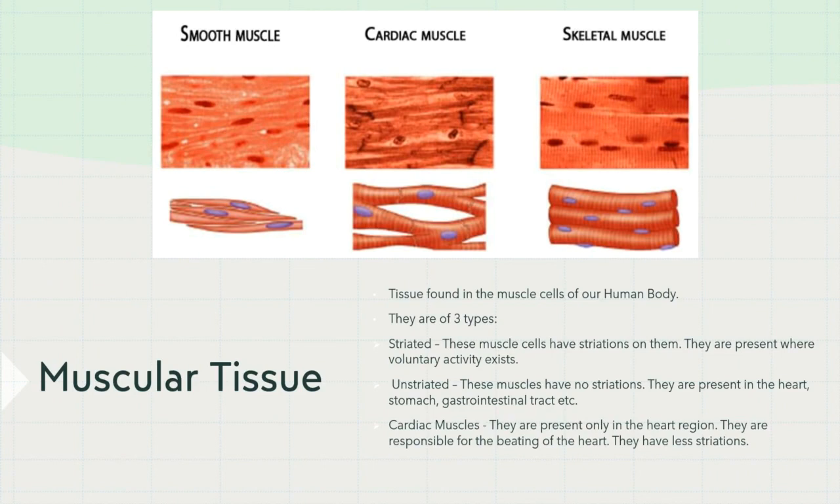Next is the unstriated muscles. These muscles have no striations, that is, they do not have any dark or light bands in them. They are present in the heart, stomach, the gastrointestinal tract, etc. That is, the places where involuntary activity exists. The cardiac muscles, these are present only in the heart region. They are responsible for the beating of the heart. They have very less striations on them.